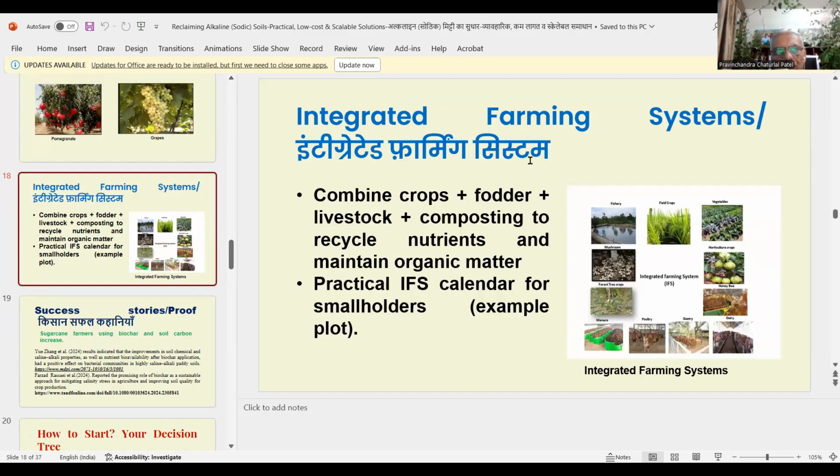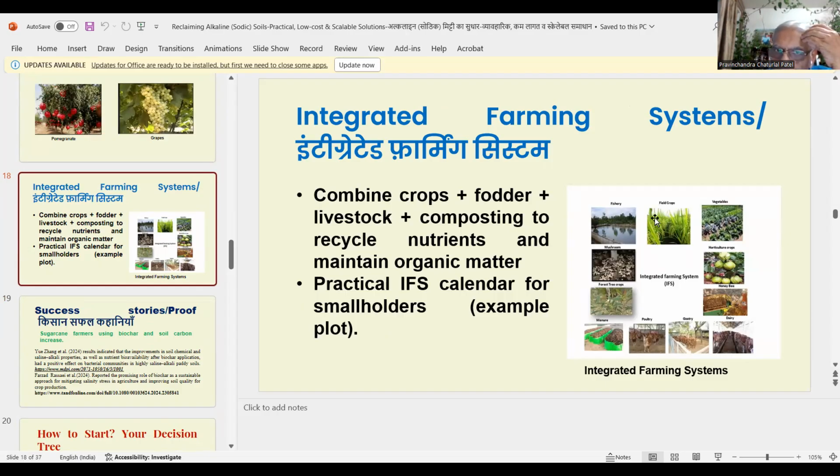Then indicative farming system. Combine crops plus fodder plus livestock plus composting to recycle nutrients and maintain organic matter. A practical integrated farming system calendar for smallholders. So here I have given an indicative farming system.